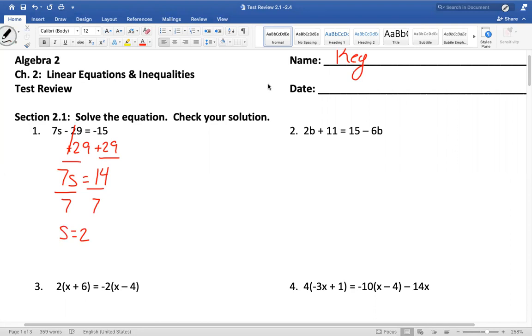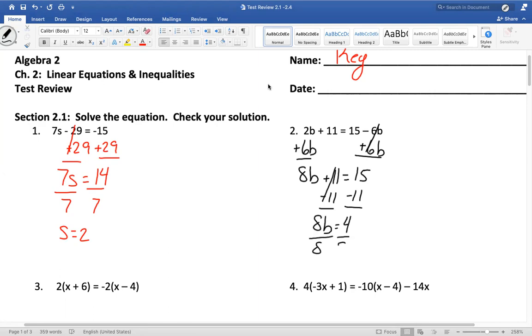For number 2, what we're going to do is we're going to get all the b's to one side, so I'm going to add 6b because it's smaller. I just like dealing with positive numbers. So that gives me 8b plus 11 equals 15. Then I'm going to subtract 11 from both sides, and that's going to give me 8b equals 4. So I divide by 8, and I'm not going to leave my answer as 4 over 8. I'm going to reduce that to 1/2.